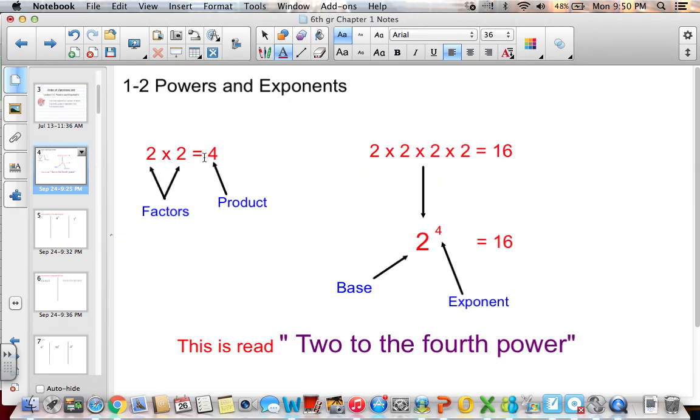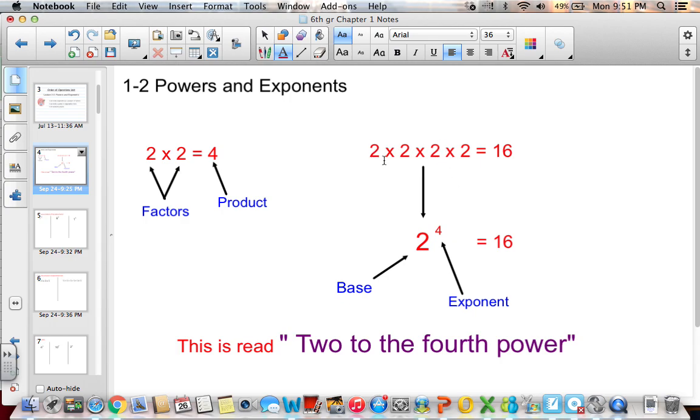So if we look at 2 times 2 equals 4, we know that 2 and 2 are our factors, because if we multiply them together, we get our product, which is 4. If we multiply 2 times 2 times 2 times 2, we get 16. These are still our factors right here, and this is still our product. But an easier way to write this and say this would be 2 to the 4th power.